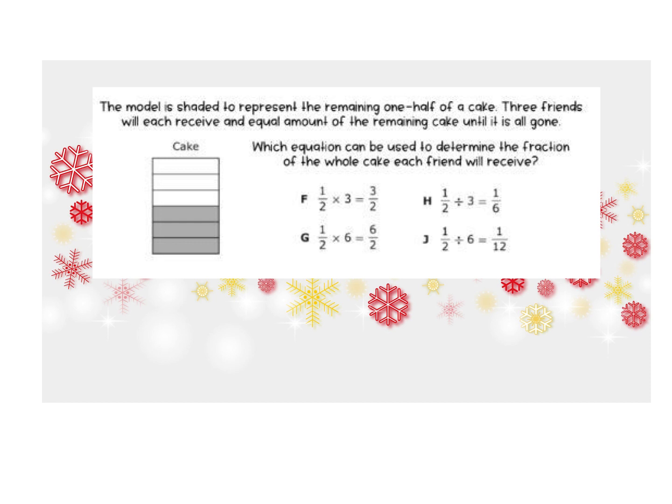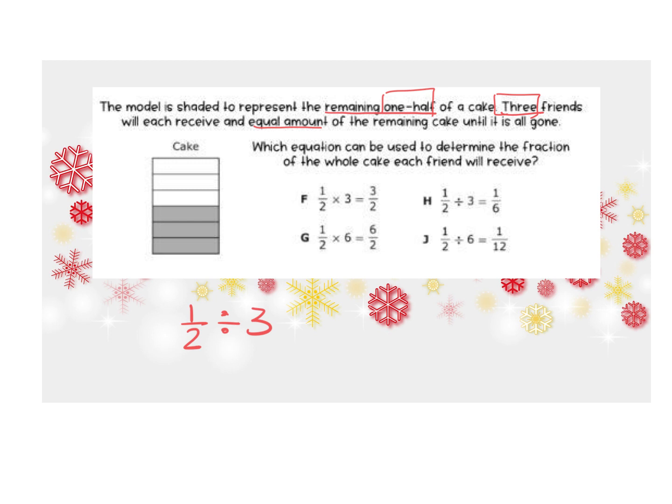All right, so now my problem says the model is shaded to represent the remaining half of a cake. Remaining half. 3 friends will each receive an equal amount of the remaining cake until it is all gone. Okay, so I started with half a cake, 1/2, divided by 3 friends. So I have 1/2 divided by 3.